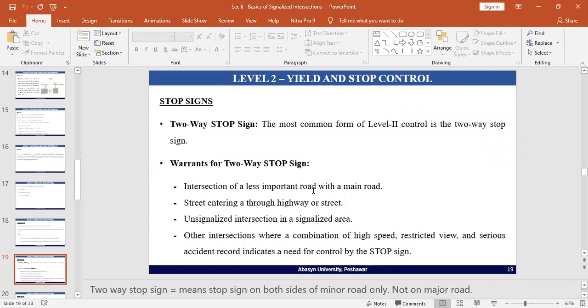Intersection of a less important road with a main road. So if you have an intersection of a minor road with a main road, but that road has less importance. By less importance, we mean that the traffic that moves on it is very small in number and very casual. Another case is a street entering a through highway or street.